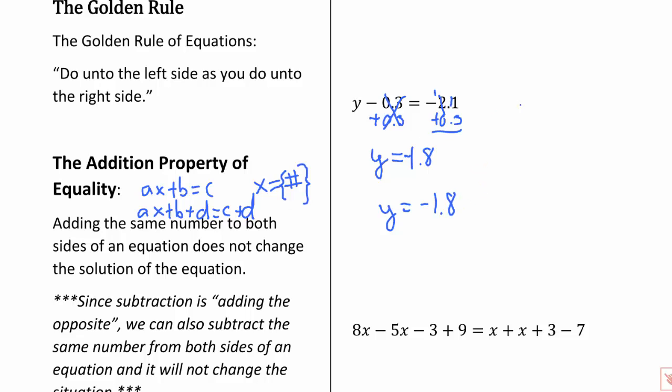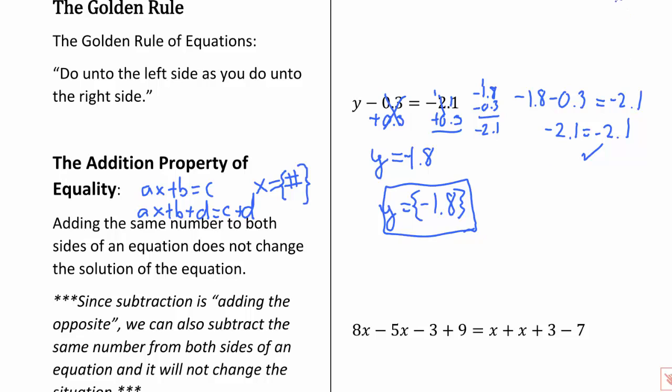We want to check to make sure that this is true. So I'm going to plug this negative 1.8 back into here. That's going to give me negative 1.8 minus 0.3 is equal to negative 2.1. Now again, I need to add these. So negative 1.8 minus 0.3 up and down with the decimals lined up gives me 8 plus 3 is 11, carry the 1. 1 plus 1 is 2 with the decimal right here. So it's negative 2.1. That gives me negative 2.1 is equal to negative 2.1. That checks out. Therefore, this is your solution set.